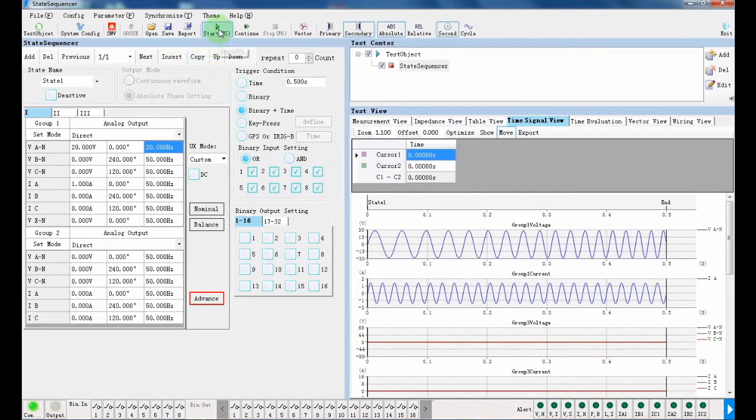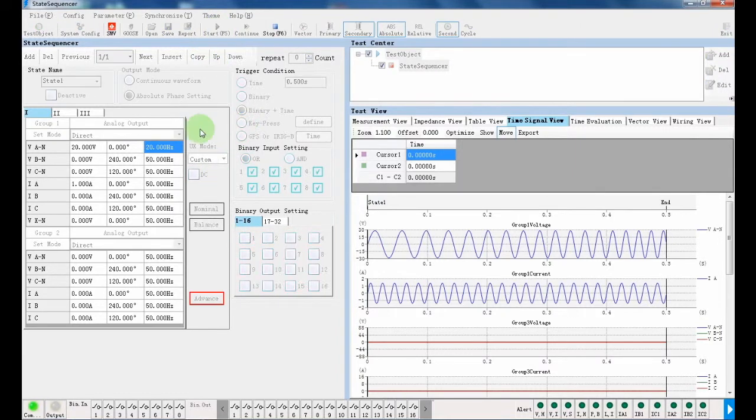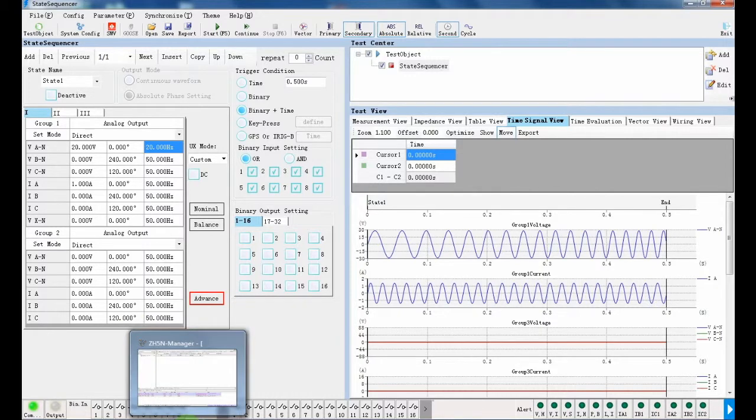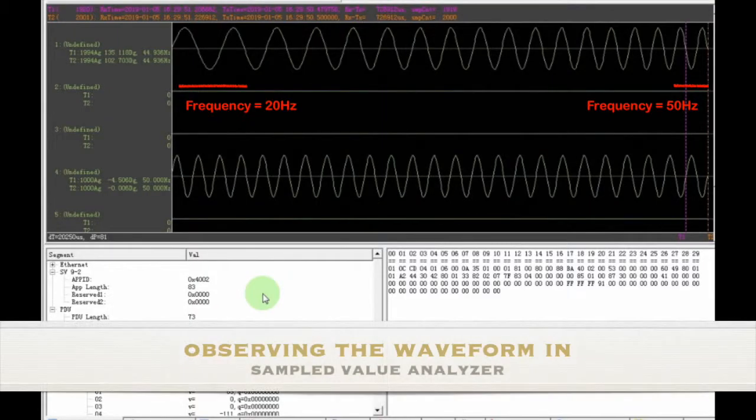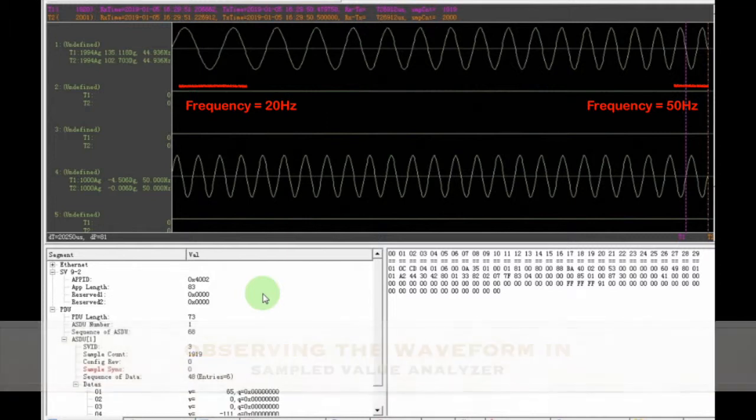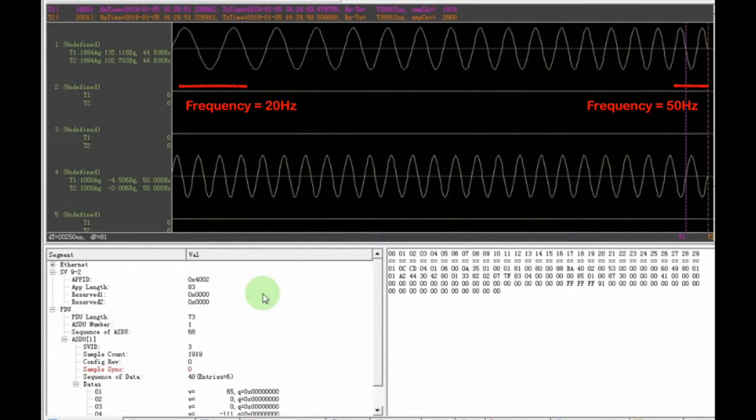As we press the play button, the sampled value signal is injected in the relay and the same waveform can be observed in sampled value analyzer also. The upper waveform is of the voltage signal undergoing df by dt with 60 Hz per second increase. Hence it is very clearly visible that frequency in the starting left side of the waveform is less, while it increases linearly till it reaches to the right side of the waveform.